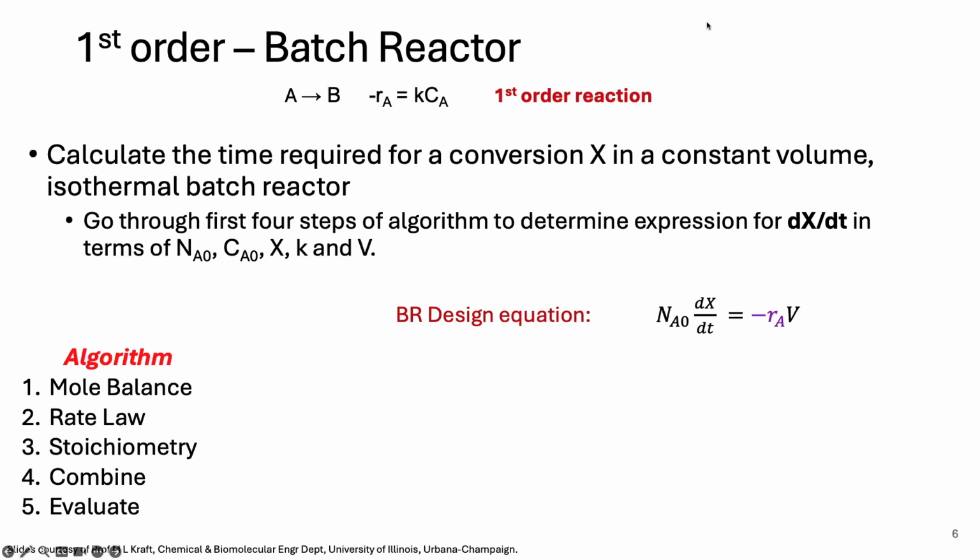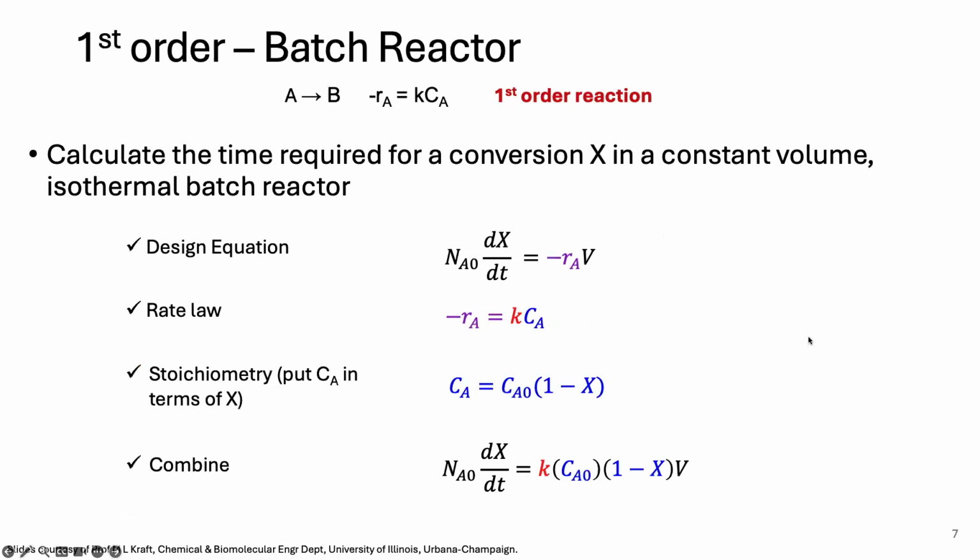And we'll be developing an algorithm where we begin, again, with the mole balance, substituting our rate law, rewrite that to account for stoichiometry, combine everything together, and then evaluate. So we begin from our batch reactor design equation, which we've seen before in its very general form. Again, rewritten here. Next, we need to expand upon our rate law. We have our first order reaction here.